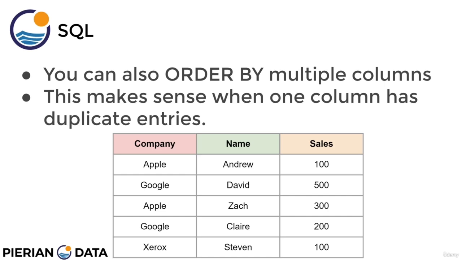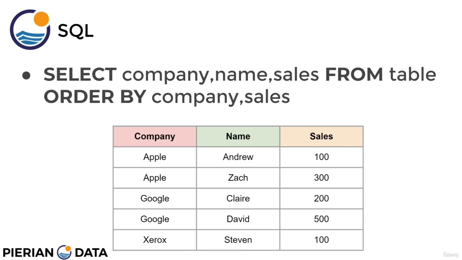Let's take a look at this example table. We have 3 columns here: company, name, and the sales for that individual at that company. Notice here that we have duplicate entries under company. So if we were to order by 2 columns here, we could select the company column, the name column, and the sales column in that order from this table, and then we order by company and then order by sales. What does that actually mean?